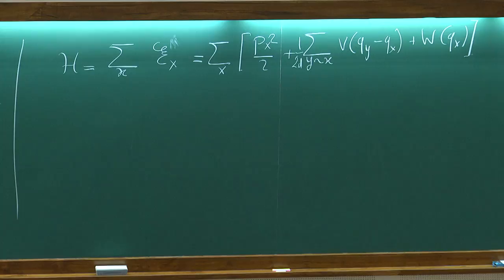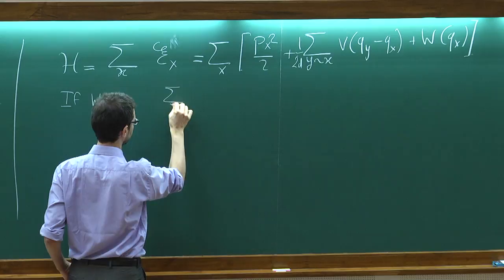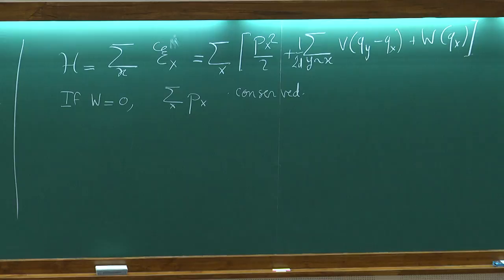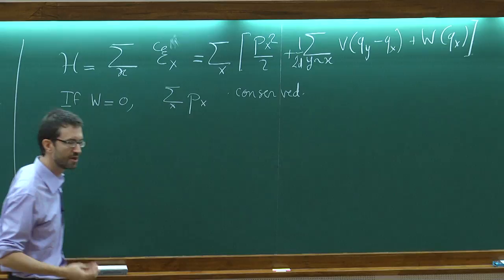Then if W is equal to zero, if you don't have any potential, you can check that the momentum is also conserved. But essentially, I won't consider the case where you have conservation of momentum, because if you have conservation of momentum, you could usually expect a homogeneous fusion. So essentially, this is a case that I won't consider. And now there is a distinction between dimension 1 and dimension bigger than 1.